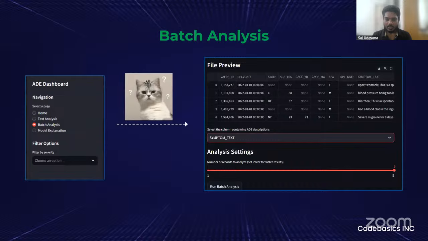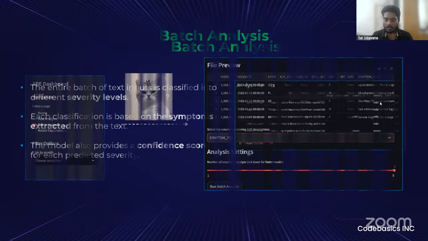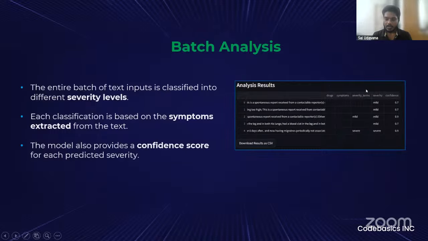And here is the whole picture of batch analysis. In the batch analysis, whenever we upload our dataset completely here, you can see the symptoms. Based on the symptoms, the severity will be marked down here as mild, severe, or maybe moderate. In this case, the moderate is very less.